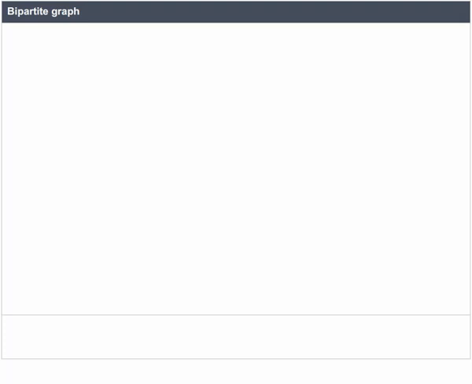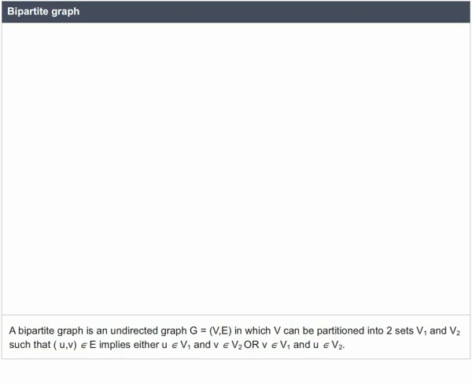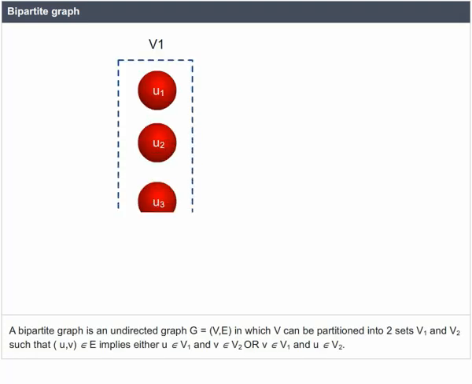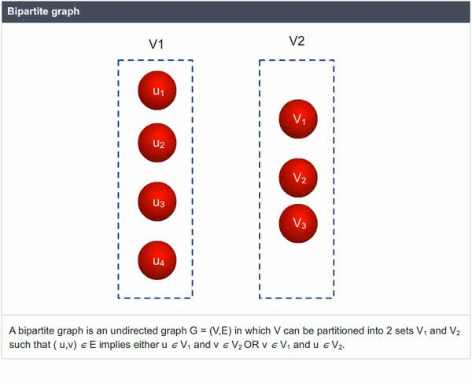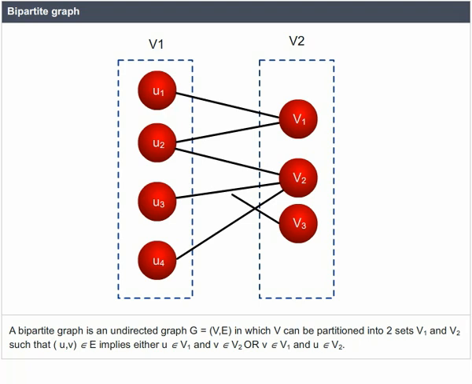Bipartite graph. A bipartite graph is an undirected graph G = (V, E) in which V can be partitioned into two sets V1 and V2 such that (u, v) belongs to E implies either u belongs to V1 and v belongs to V2, or v belongs to V1 and u belongs to V2.